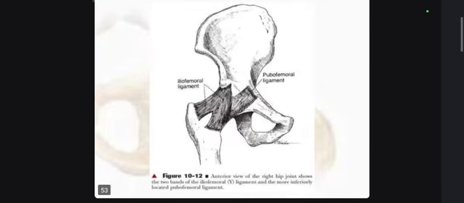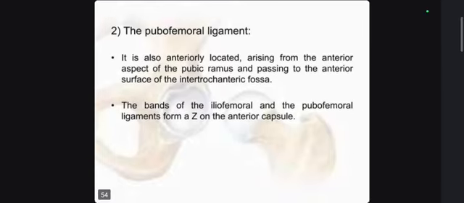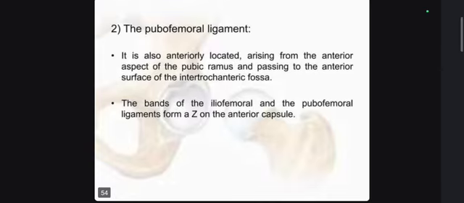This is an anterior view of the right hip joint. It shows the two bands of the iliofemoral ligament and the more inferiorly located pubofemoral ligament. Next, the pubofemoral ligament is also anteriorly located, arising from the anterior aspect of the pubic ramus and passing to the anterior surface of the intertrochanteric fossa. The bands of the iliofemoral and the pubofemoral ligaments form the anterior capsule.